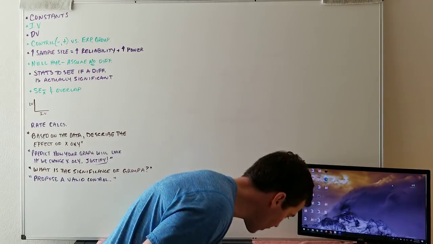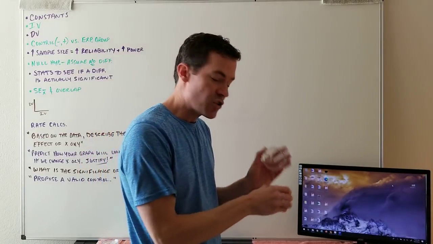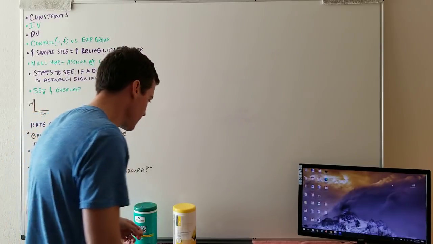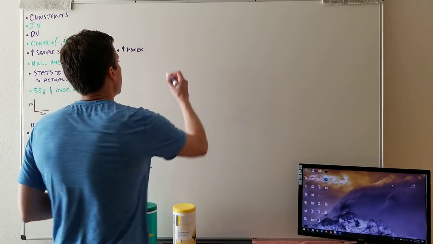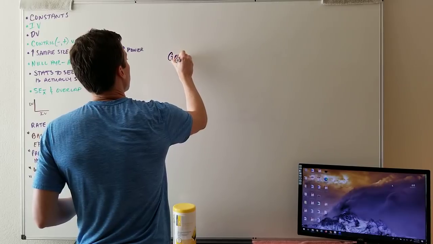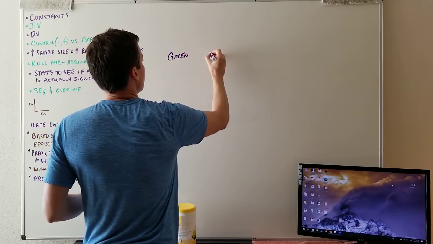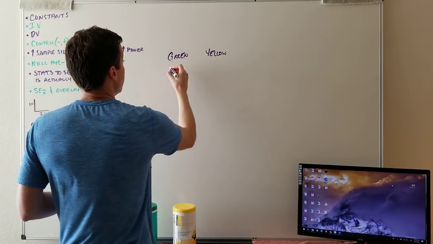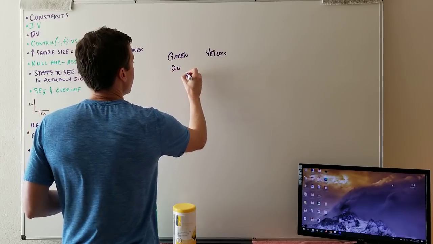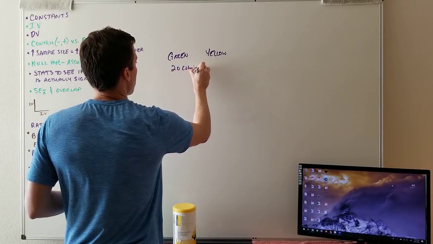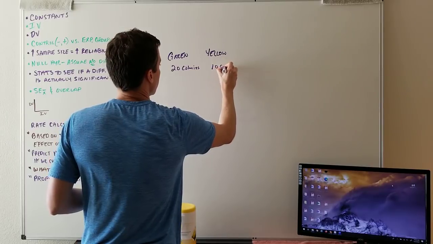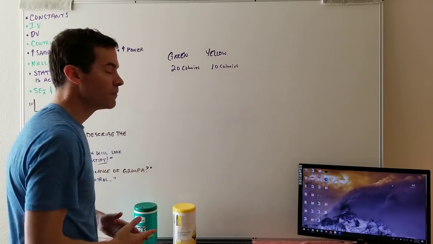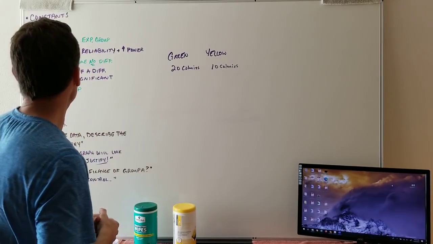And according to my dependent variable, I decide I'm going to count just the total number of colonies. Okay, great. And so let's say after that, I have brand green versus brand yellow. And let's say that brand green grows 20 colonies and brand yellow 10 colonies. Great. At first we'd say brand yellow is better, but I'm missing something in my experiment.